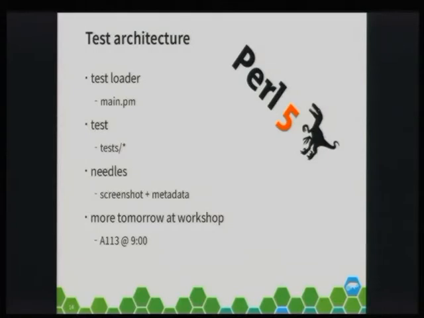The tests are divided into parts. There is a test loader, called main.pm. When you include this, main.pm is loaded. It gets all the variables, the combination of variables from the scheduler, and depending on these variables, it includes various tests from the tests subdirectory. In this directory, you have the individual tests.